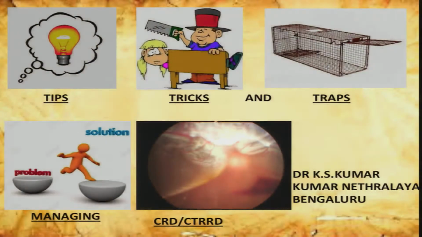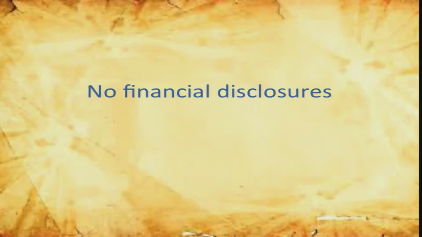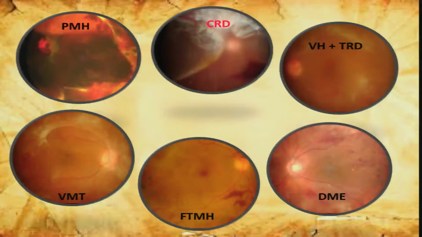Combined retinal detachment also goes by the acronym CTRRD, which means combined tractional rhegmatogenous retinal detachments. Among all the various causes of diabetic retinopathy which warrant surgery, probably the technically difficult one would top the list, and that would be a combined retinal detachment. Let us straight go to the clinical features.